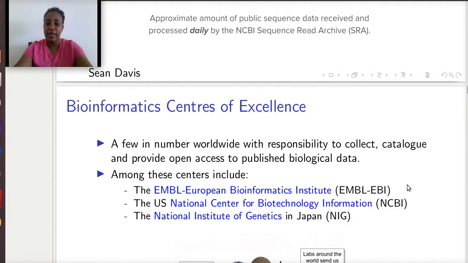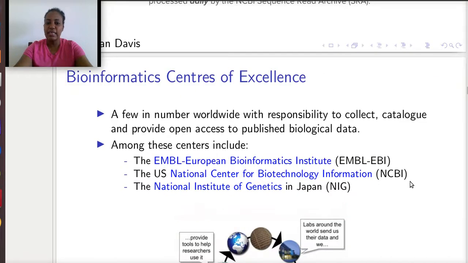And there are three bioinformatics centers of excellence in the world. There are few worldwide, and they have a huge responsibility to collect, catalog, and provide open access to published biological data. Among the centers, we have the European Bioinformatics Institute, the NCBI, the National Center for Biotechnology Information in the US, and the National Institute of Genetics in Japan.